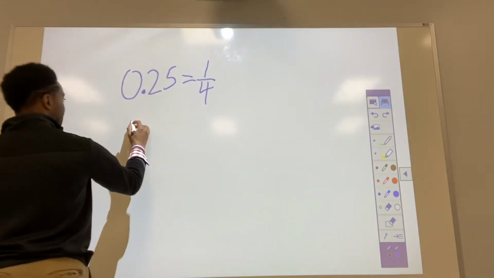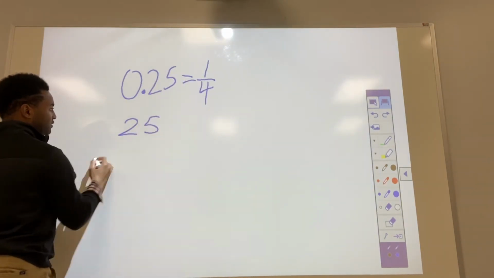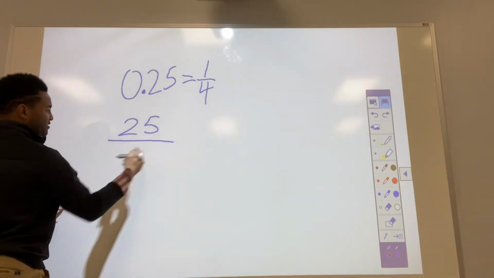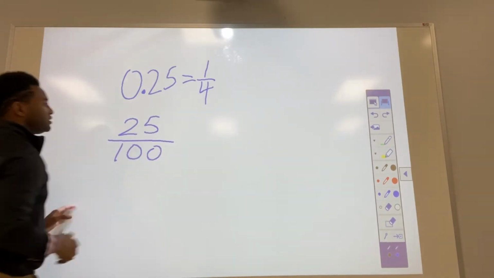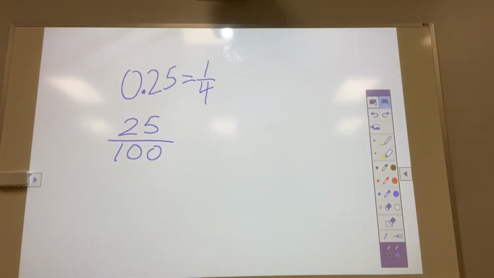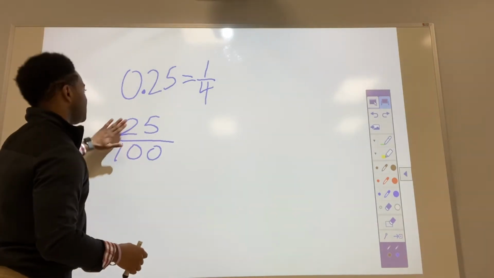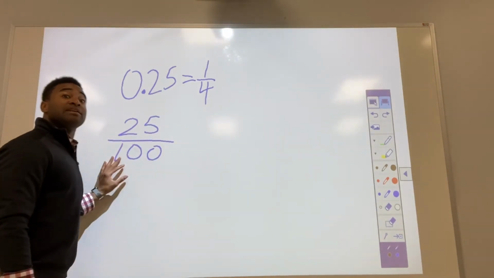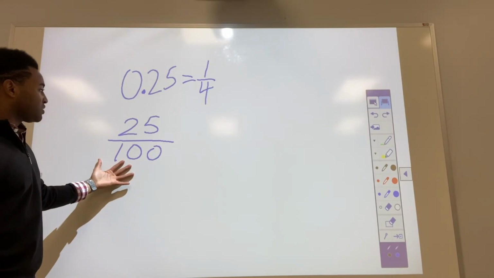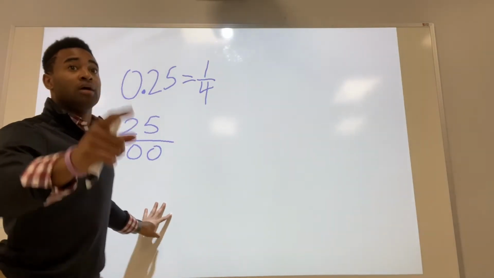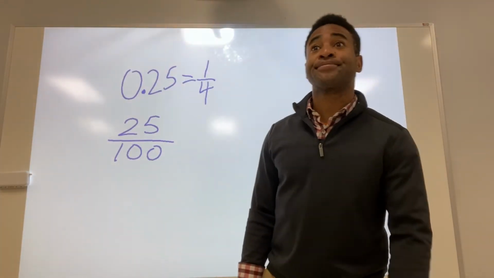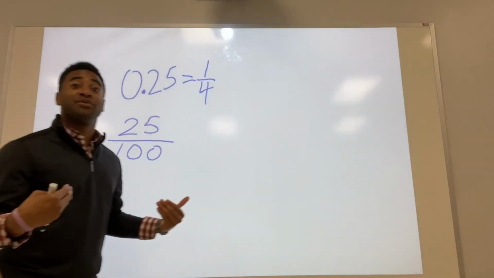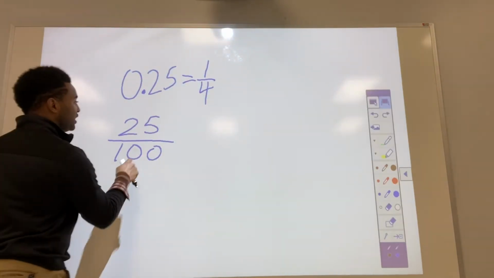So I'm gonna say 25 over, as a fraction, 100. Pretty simple, pretty straightforward. Now I have it as a fraction. I could leave it this way. This is a fraction, this works, but all of my students know that you need to simplify.